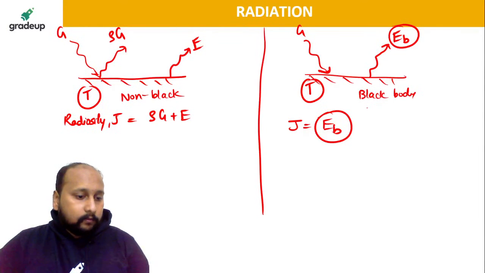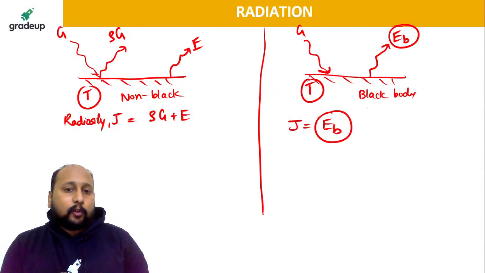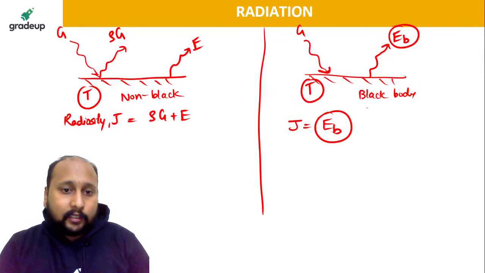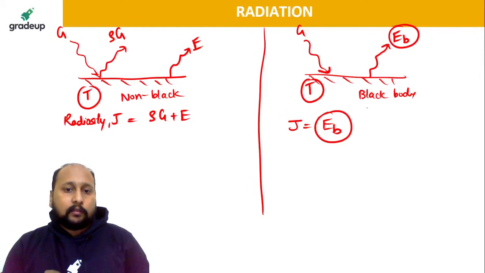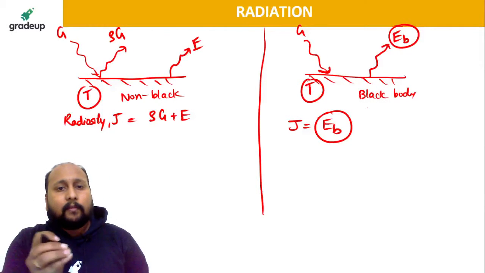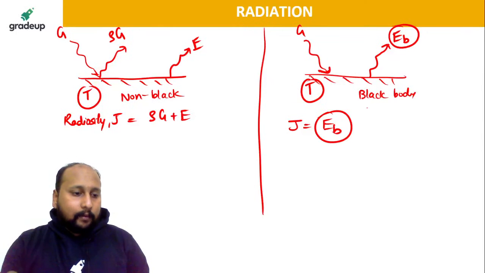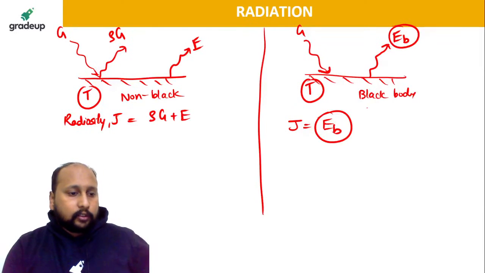Is this clear? Exactly, because from Stefan-Boltzmann, we know that if a body has a temperature T, it will have radiation. Even if that temperature is 1 Kelvin, it will have some radiation, but that will be very negligible. Is this clear? Black body and a non-black body. Very easy question. I hope so.